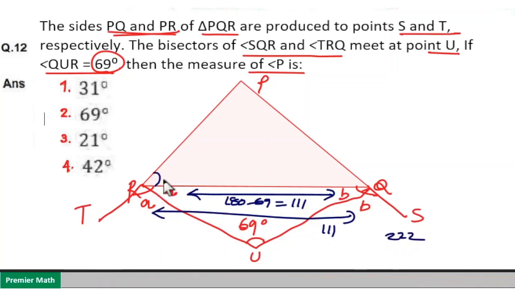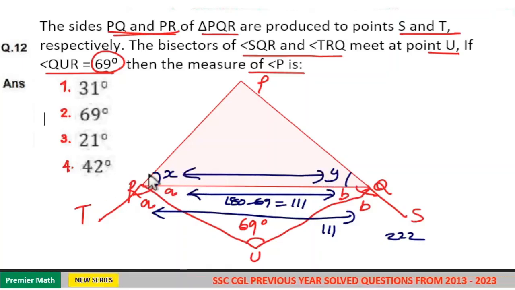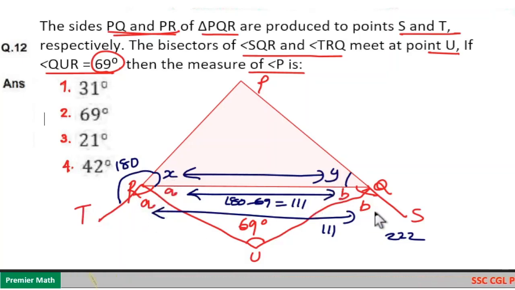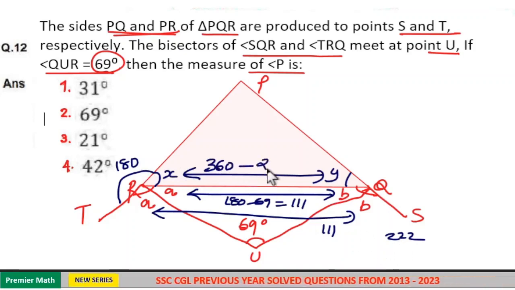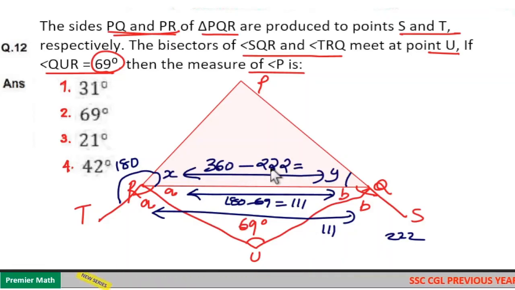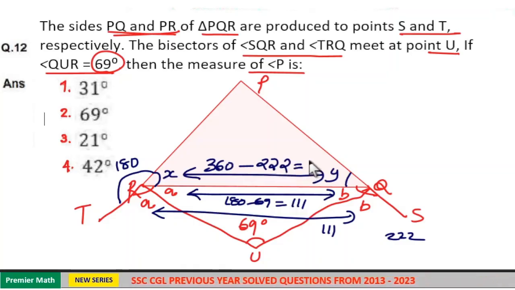Now if I take this angle in the upper triangle, this angle is X and this angle is Y, then sum of angles on a line is equal to 180 degree. So X is equal to 180 minus 2A and Y is equal to 180 minus 2B, which means X plus Y is equal to 180 plus 180, 360 minus 222. That is 2A plus 2B is 222. 360 minus 222: 360 minus 200 is 160, 160 minus 20 is 140, 140 minus 2 is 138.